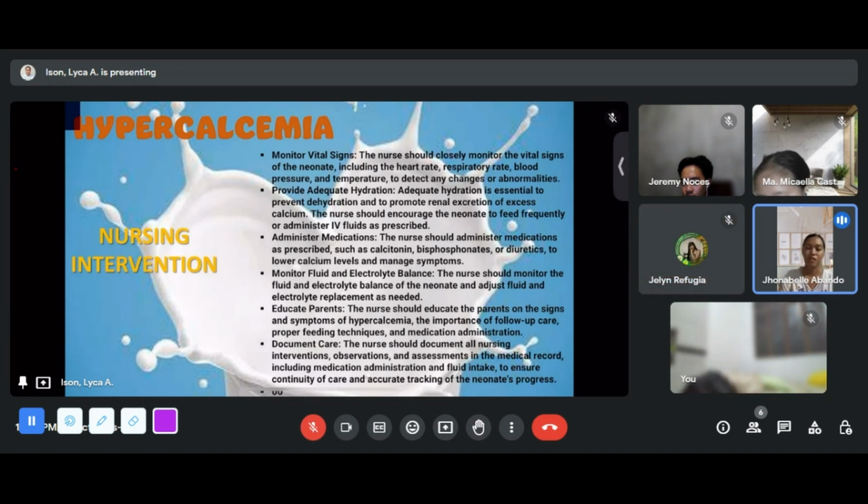So, nursing intervention. Monitor vital signs. Second is provide adequate hydration. Third is administer medications. So, the nurse should administer medications as prescribed, such as calcitonin, bisphosphonates, or diuretics to lower calcium levels and manage symptoms. And monitor fluid and electrolyte balance. And we need to educate the parents. And last is document care.